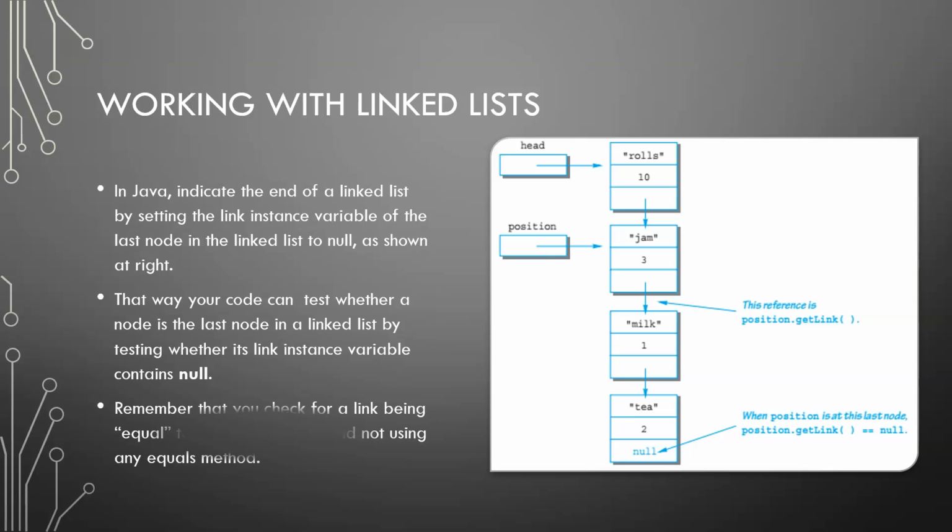Congratulations. Remember that you can check for link being equal to null by using equals equals, and not by using any equals method. So you're not going to do something like link.equals(null). That's not how it works. It's a state. So you use link position.getLink, and this returns a value, and we want to see if that equals null. All right, that's how we check that.